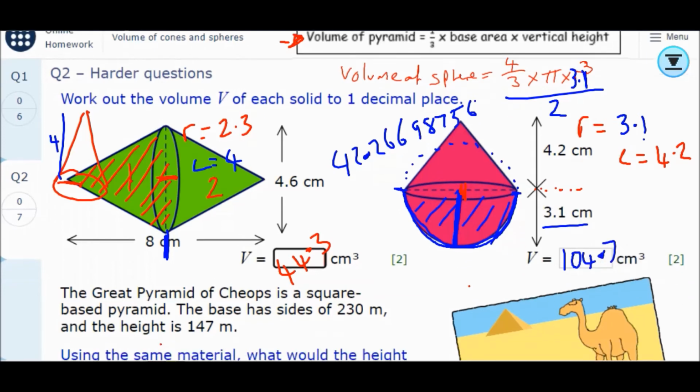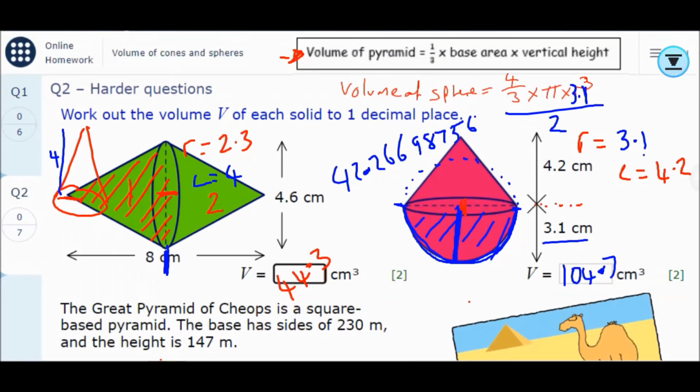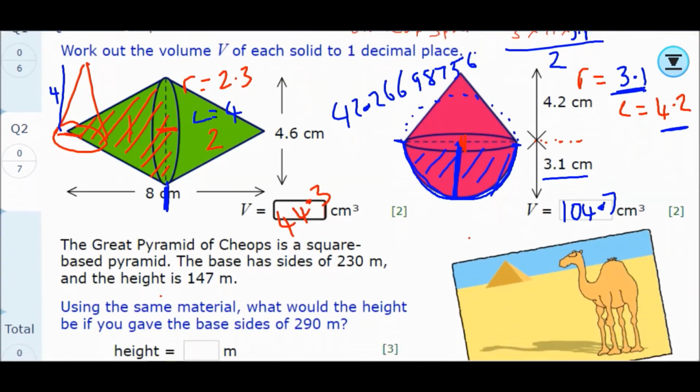So a little bit more in depth, I'm having to use both of the formulae for this one, but again I'm only putting in the information they've given me. I've not had to solve anything else.